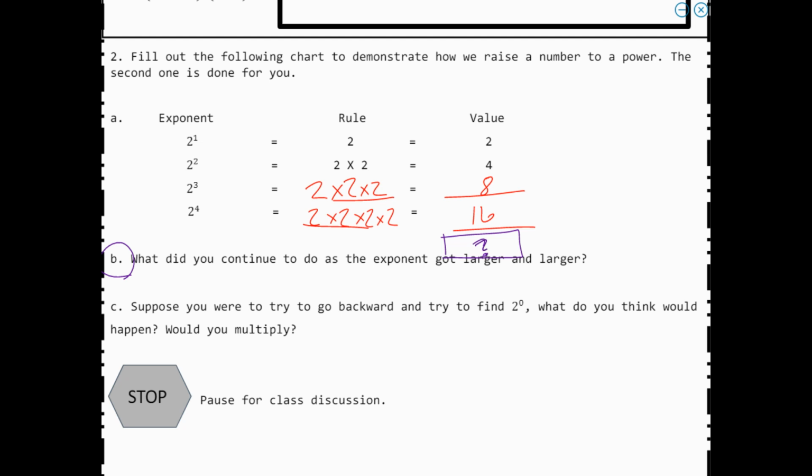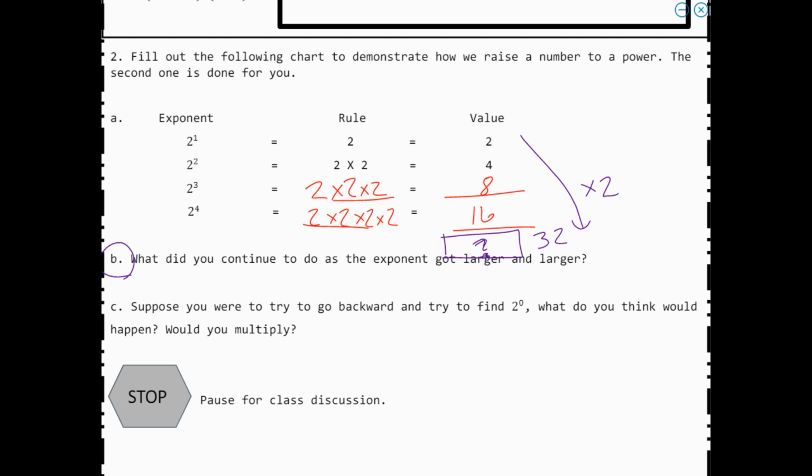So I have a box here with a question mark in it. What number would go there? Without having to write it all out, what would I put there? It would be 2 times 2. It would be 32. So what pattern did you notice? As I go down, I'm multiplying by 2 every time, right? It's doubling. 2 times 2 is 4, 4 times 2 is 8, 8 times 2 is 16, 16 times 2 is 32.